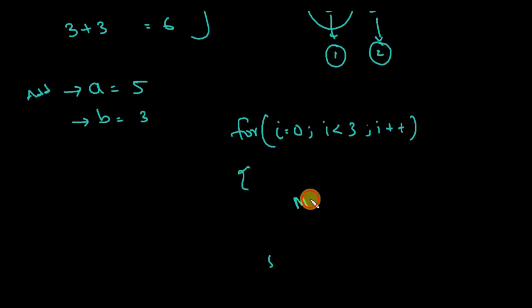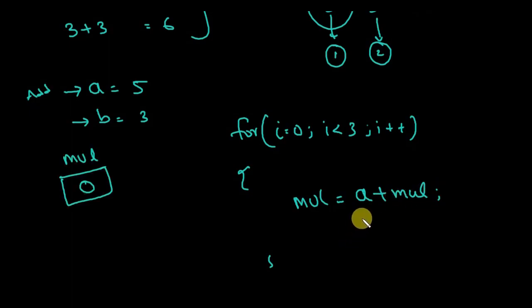It's simple, right? I'll take a variable called multiplication and add A plus multiplication. See, I have a mul variable in which I have initialized the value 0. So initially the mul value is 0. First I'll add A plus mul, which means 5 plus 0. So the result is 5. Since it loops 3 times, this operation is repeated 3 times, right? Now mul has 5, A is 5, so 5 plus 5 will become 10.